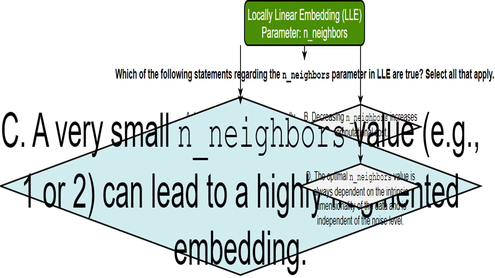I also agree with this. If you consider too few neighbors, you'll get a disjointed, fragmented embedding because the reconstruction is based on limited information, much like only looking at one or two people to understand the characteristics of an entire group.